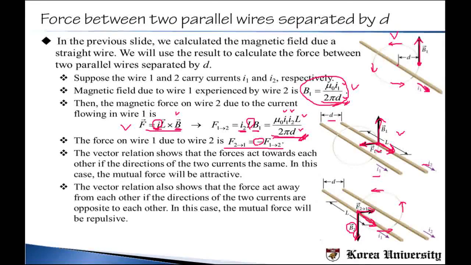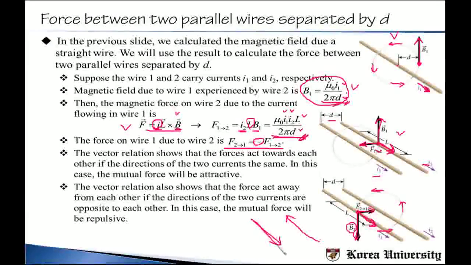And finally, what if the directions of the two currents are not parallel but anti-parallel? Suppose now one current is flowing, say, this direction, and the other current is flowing that direction. Okay, so let's quickly try to think about it.